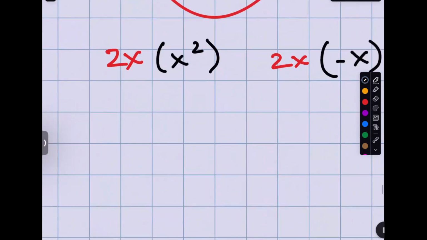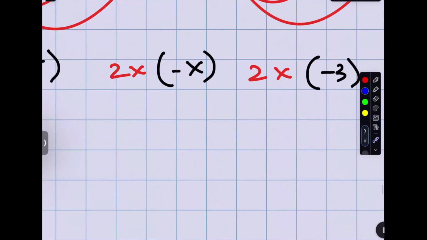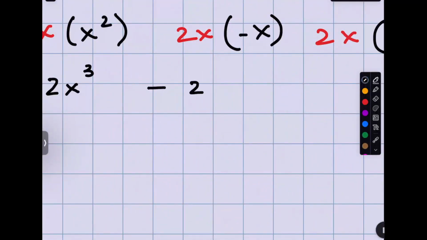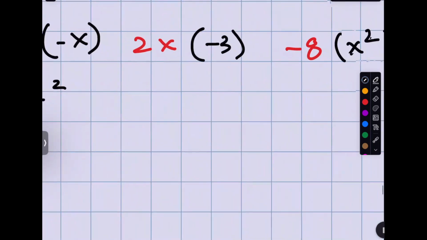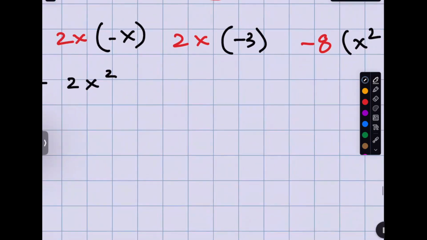What is 2x times 2x squared? 2x to the third. Awesome. What is 2x times -x? -2x squared, so I'm going to say minus 2x squared. What's 2x times -3? Negative 6x, so I'm going to say minus 6x.